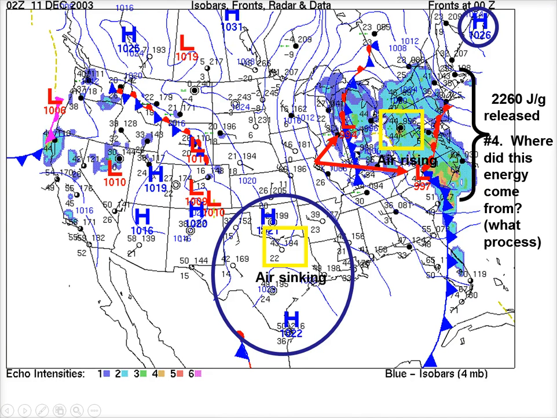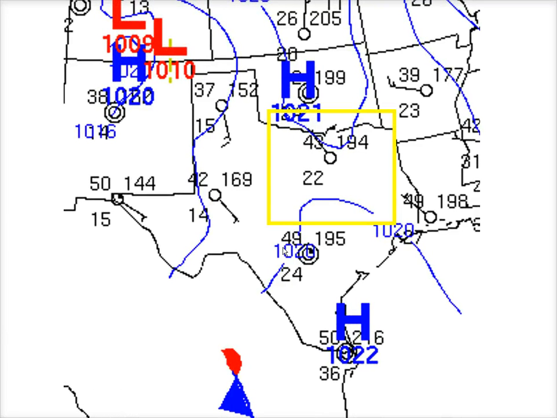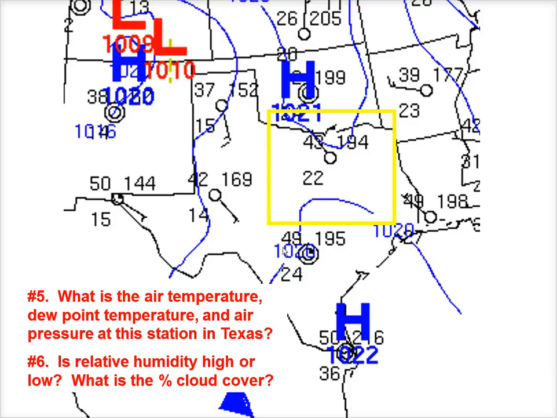Now the next part, we're going to be looking at an area where the air is rising and creating stormy conditions, and an area where the air is sinking and the skies are clear. So our first is the high pressure area, and I'd like you to figure out what the air temperature is, the dew point, and the pressure at the station in Texas using these numbers here. And is the relative humidity high or low, and what's the percent cloud cover?